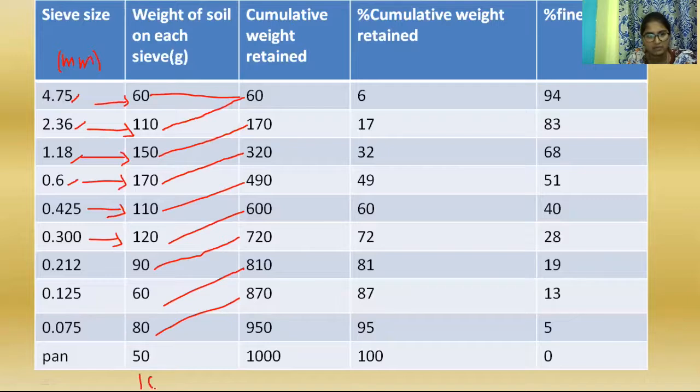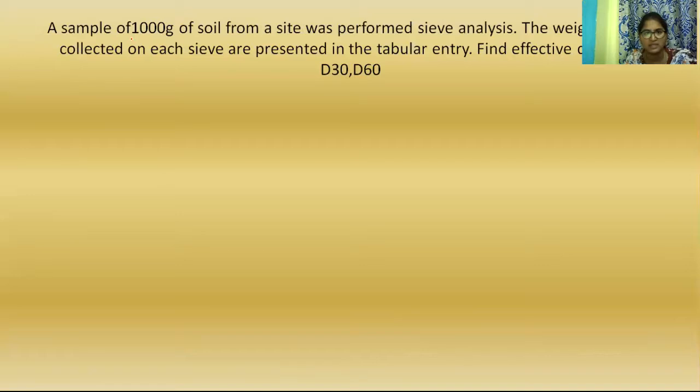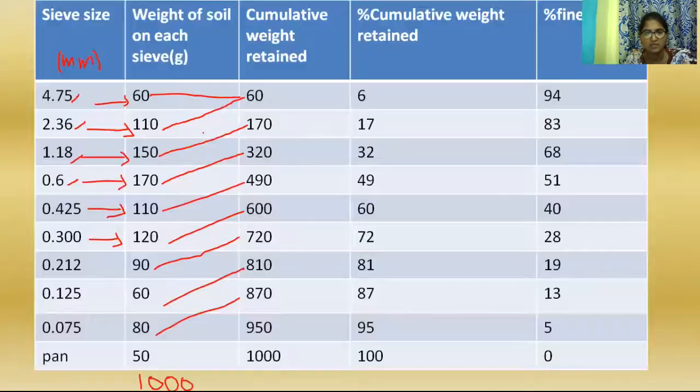Why? Because before testing we took a soil sample of 1000 grams. After conducting the test, when we weigh the sample retained on each sieve, the same value should come. Otherwise you have made a mistake.